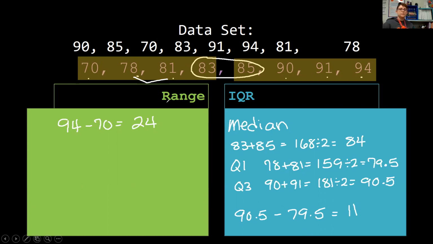Okay, so overall, dropping the 45 didn't change my IQR that much. It changed my range enormously. And you would see if we did this with the mean, it would also change the mean a lot.